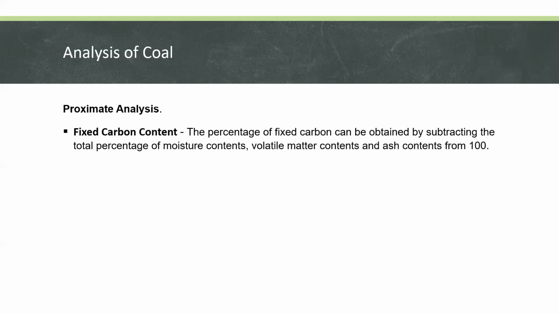And lastly is to get the fixed carbon content. Simply, this percentage of fixed carbon can be obtained by subtracting the total percentage of moisture content, volatile matter content, and ash content from 100.